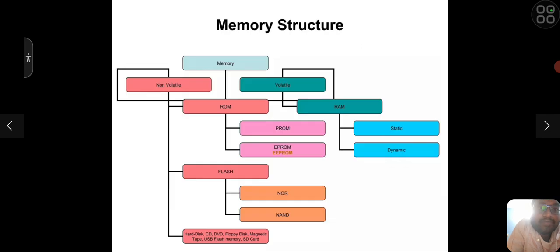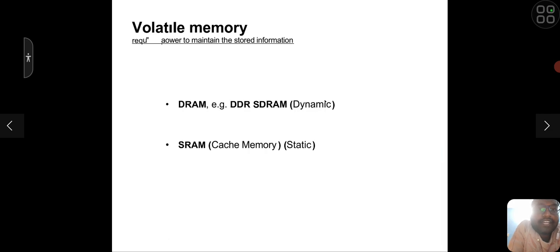The memory structure is mainly divided into ROM, flash, and hard disk, which are non-volatile, and there are two types of memories: volatile memory and non-volatile memory. In volatile memory there is RAM, and in RAM there are two types, static and dynamic. In ROM there are types such as PROM, EPROM, and EEPROM. In flash, there are two types, NOR and NAND, based on the two gates that operate them. Volatile memories are DRAM, which is the dynamic memory, and SRAM, which is cache memory, static memory.